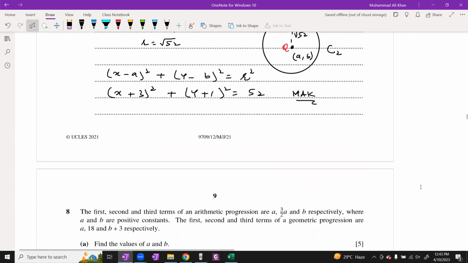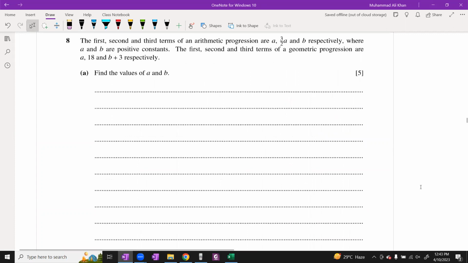Next question की तरफ move करते हैं। The first, second and third term of arithmetic progression are A, B की first, second, third term दी गई आपको, a, 3/2 a, b. When a and b are positive, the first, second, third term of geometric progression क्या दी गई है, a, 18, b + 3, find the values of a and b.